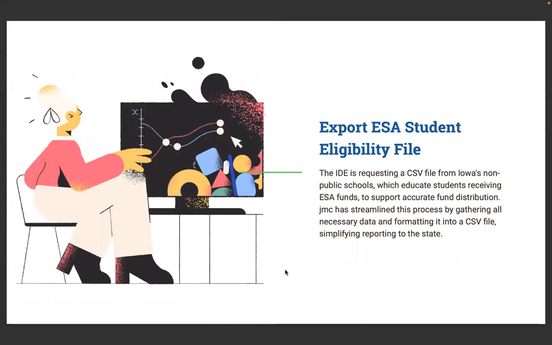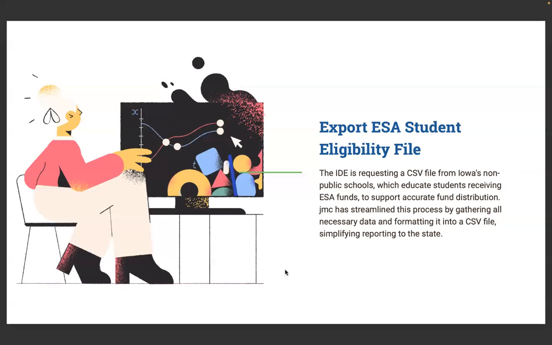The IDE is requesting a CSV file from Iowa's non-public schools, which educate students receiving those ESA funds to support accurate fund distribution. So JMC has streamlined this process by gathering all that necessary data and formatting it into a CSV file, simplifying reporting to the state, which then would allow you to upload that CSV file. So currently, if you're not using our innovation, you're going to have to fill this information out by hand. So you'd have to go find the data, you'd have to enter it into this spreadsheet and then upload it to the state. So we are attempting to streamline that process, and it sounds like schools are going to be asked to do this multiple times throughout the year.